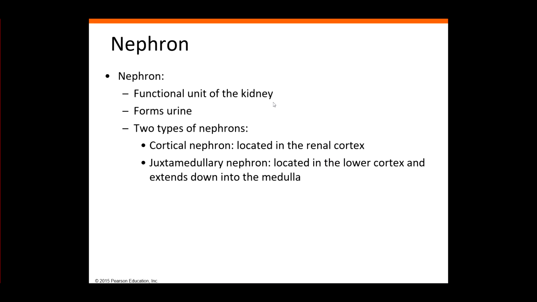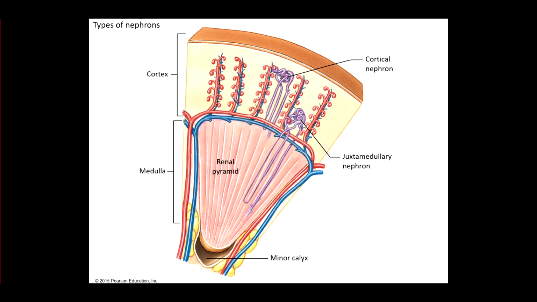this. The second nephron is known as the juxtamedullary nephron. Juxta means next to, medulla, right? So it's next to the medulla. It is located in the lower parts of the cortex, and then it extends down. So notice here the main part of the nephron is in the lower part of the cortex, and then its tubes are much longer, and it projects way down into the renal pyramid. Okay, so that's the cortical nephron and the juxtamedullary nephron.